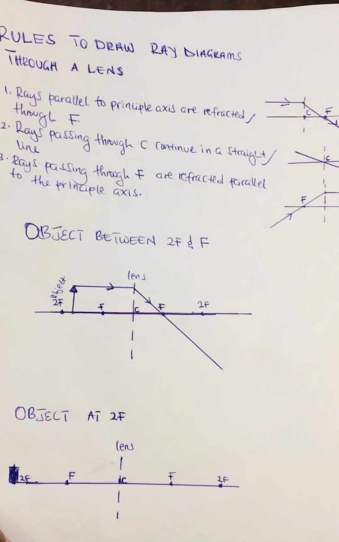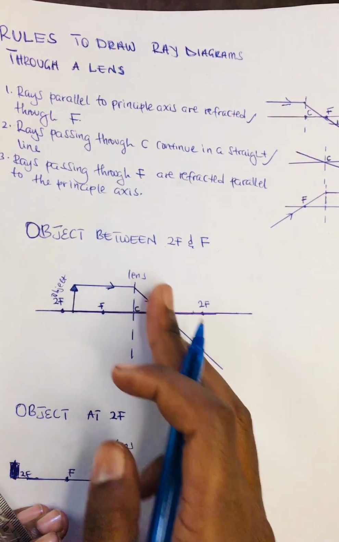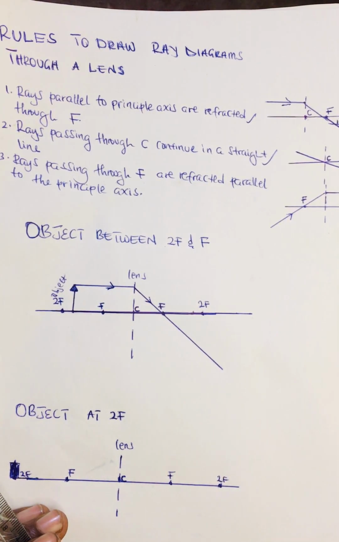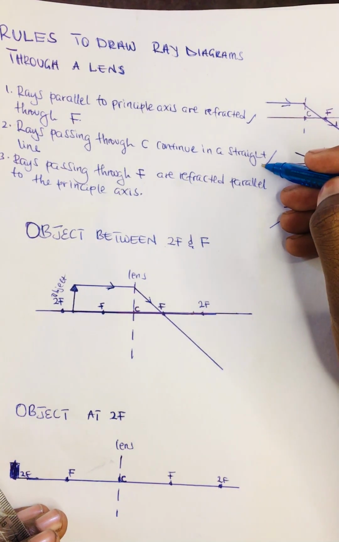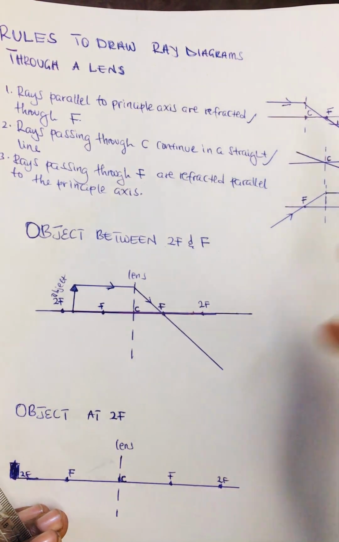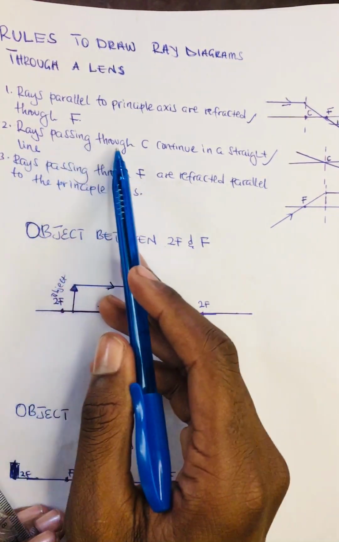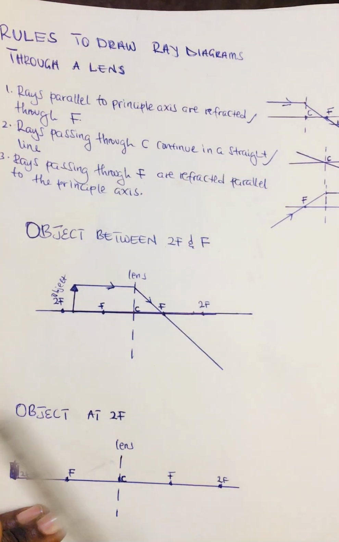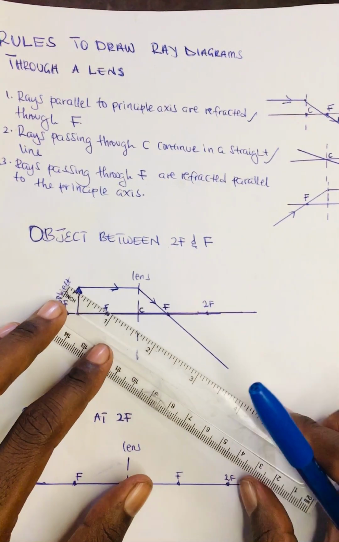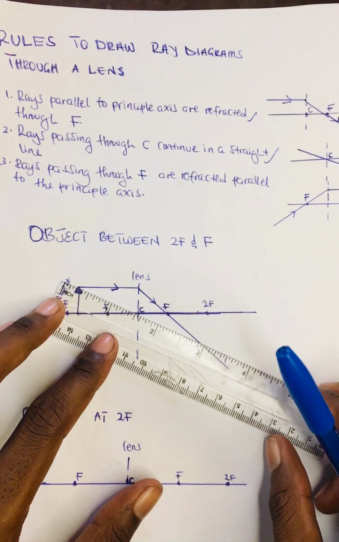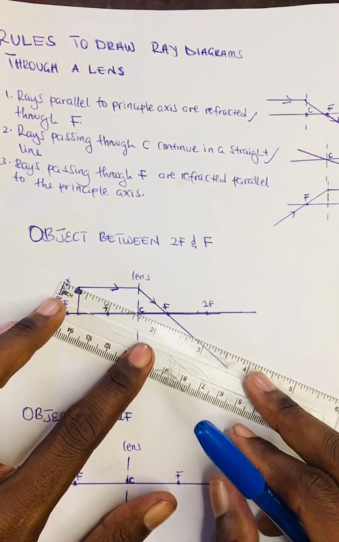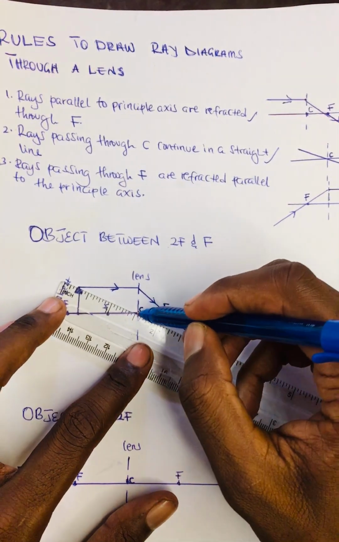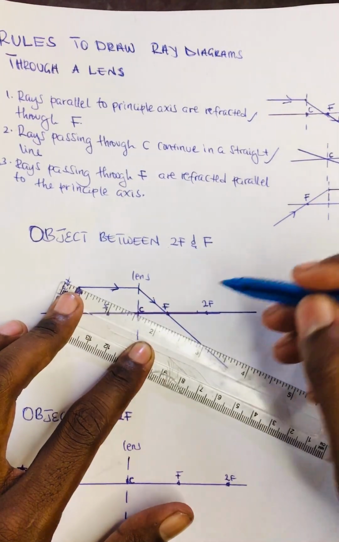So we've used one rule. The image has to be formed somewhere this side, but we don't know yet. So we go with the second rule, where we said rays passing through C, which is the center here, continue in a straight line. So what are we going to do? We are going to get another ray and pass it through C, which is the center here.